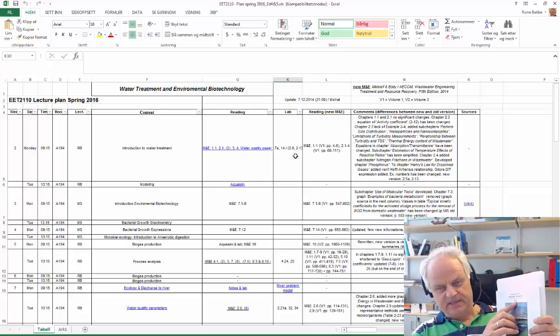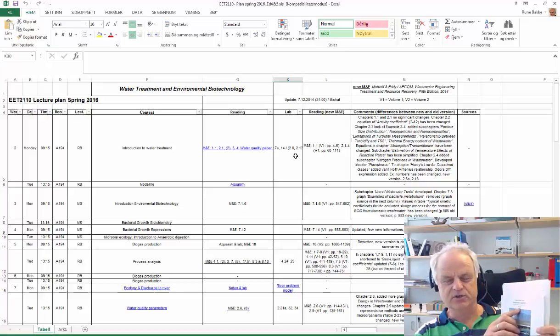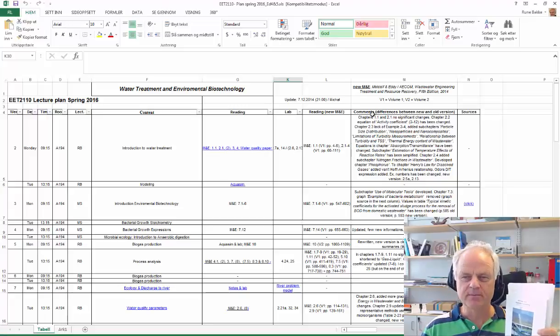This is the 5th edition. Some of you may want to buy the 4th edition from former students just to save money. That is possible, and we've gone through quite a bit of trouble in describing the differences between the 2 editions, and they're quite small. So it's no problem using the 4th edition.